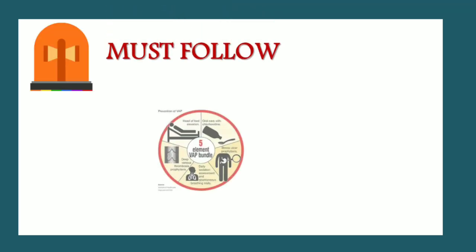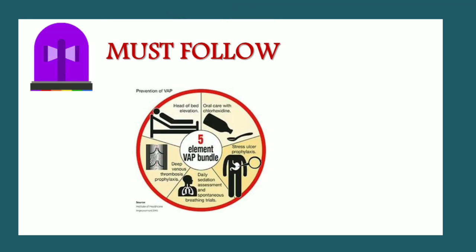After intubation, you must follow the 5 elements of the VAP bundle care, that is prevention of ventilator-associated pneumonia. The 5 elements are head of bed elevation, oral care with chlorhexidine, stress ulcer prophylaxis, daily sedation assessment and spontaneous breathing trial, deep venous thrombosis prophylaxis.